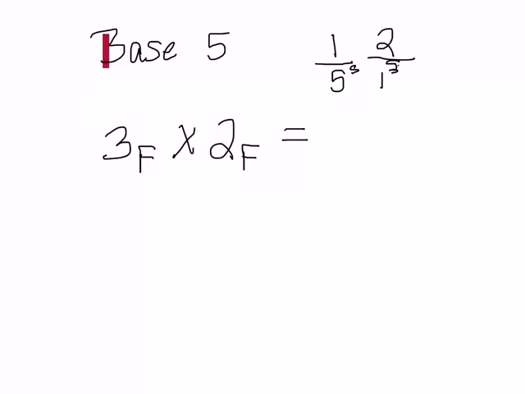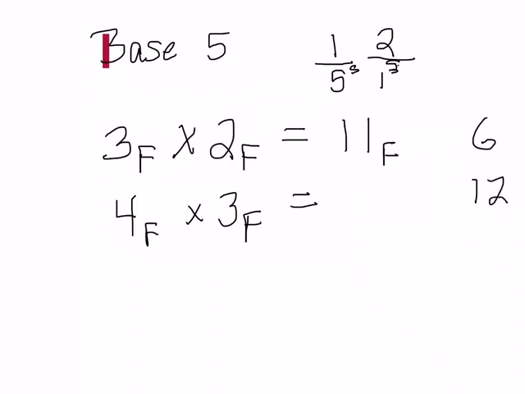3 times 2 is 6, but I can't write 6. So when I write 6 in base 5, that is 1 group of 5 and 1 1. Let's do 4 times 3. 4 times 3 is 12. Again, this column is just my thought bubbles, right? I'm not writing this. So 4 times 3 is 12, and the way I write 12 in base 5, it's going to take 2 5s, because 2 5s is 10, plus 2 1s.